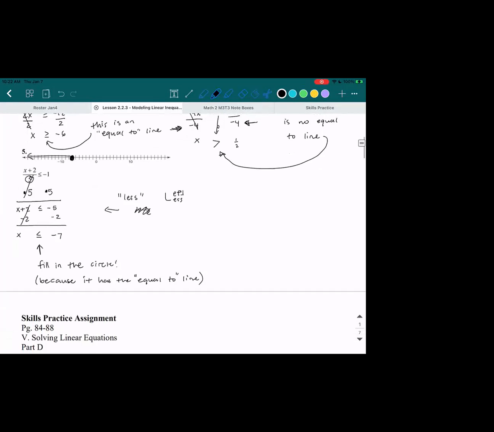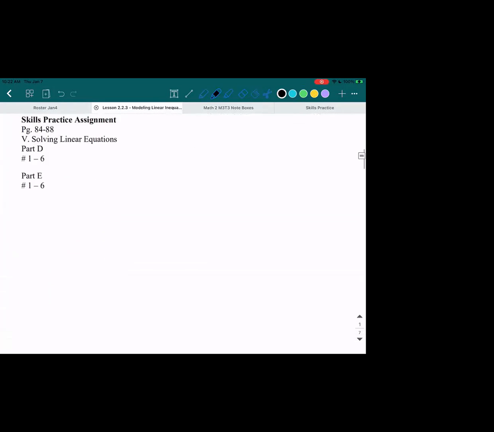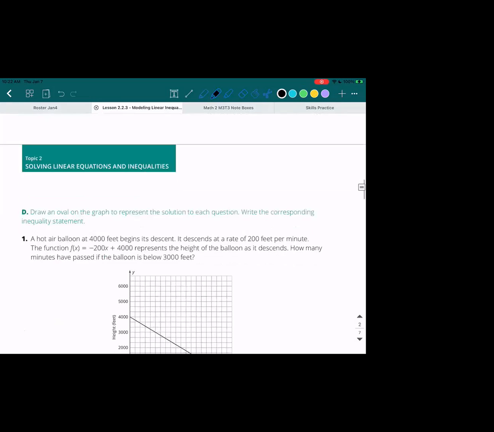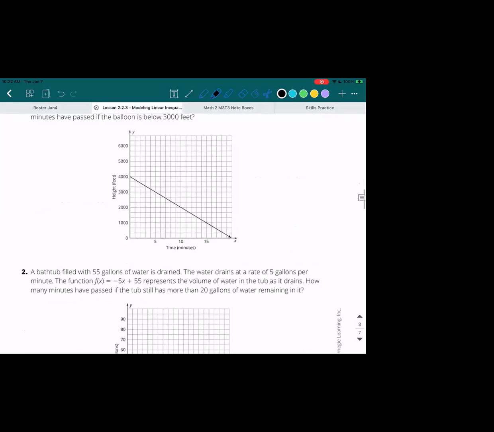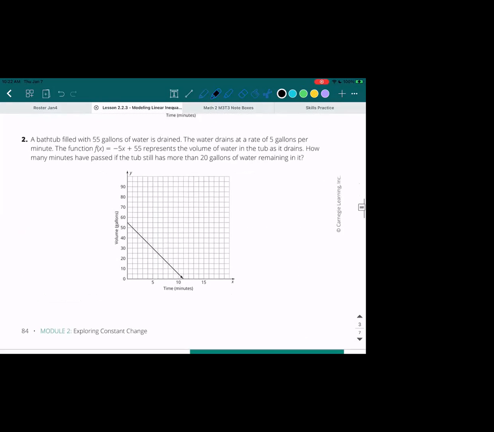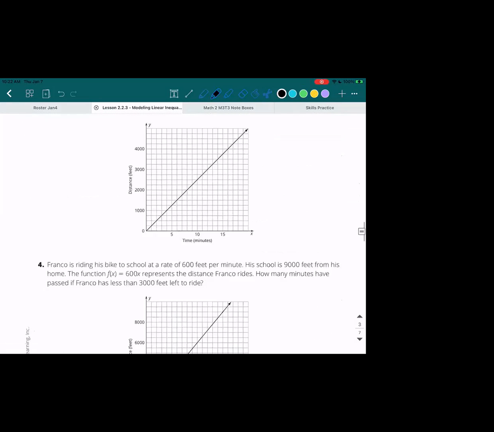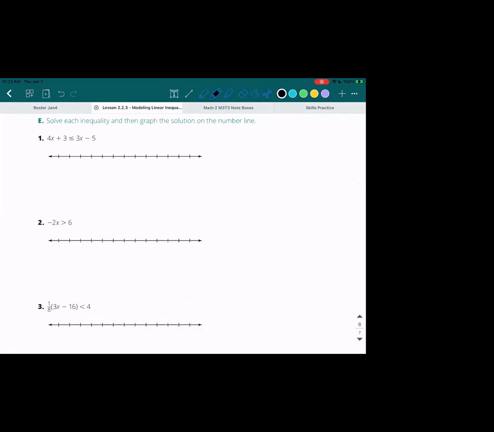For the skills practice, let me just briefly show you. You're only doing parts D and E, numbers 1 through 6. Let me scroll down. This is the part where you draw the oval and then you write your inequality to show your answer. This is also the oval thing. You draw your oval. And this is the part where you just solve and put it on the number line. Sorry, I am lagging, I realize. This is the part where you just solve and draw it on the number line.